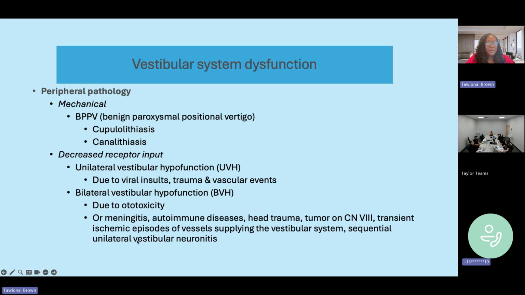What you need to remember or understand is that the mechanical has to do with motion and activity, and it's an insult on the otoliths or on the semicircular canals. And with unilateral hypofunction or bilateral hypofunction, it more or less has to deal with the trauma or what happened. Unilateral is going to affect one ear, bilateral is going to affect both ears. I cannot trick you. There's no such thing as a hyperfunction, so don't look for anything like that. It doesn't exist.